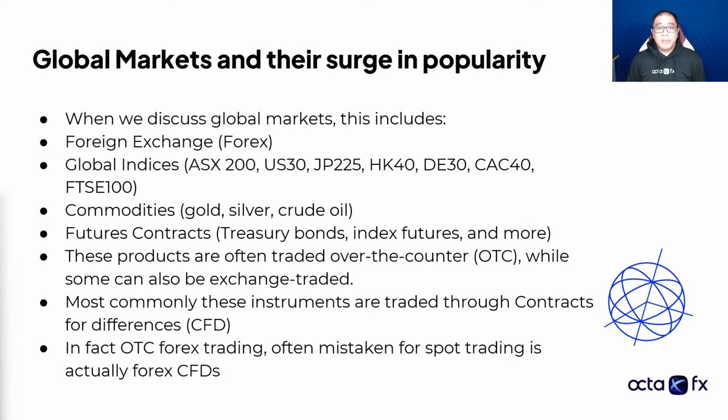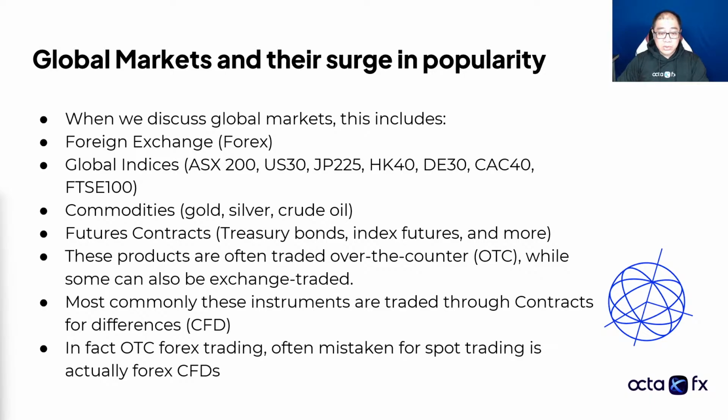Okay, so let's talk about the global markets here. Because when we discuss global markets, this includes foreign exchange, and that's probably why most of you are here for. But not just foreign exchange, we have the global indices, which is the ASX 200, the US 30, JP 225 or the Nikkei 225. Then we've got the Hang Seng, we've got the German DAX, CAC 40, FTSE 100 in the UK, and then we also have commodities that you can actually trade. You can trade gold, silver, crude oils.